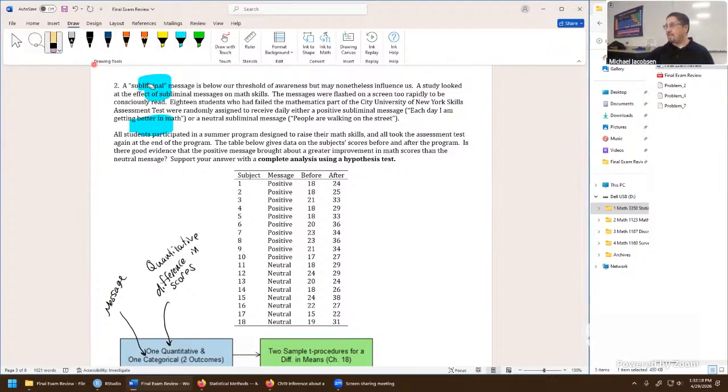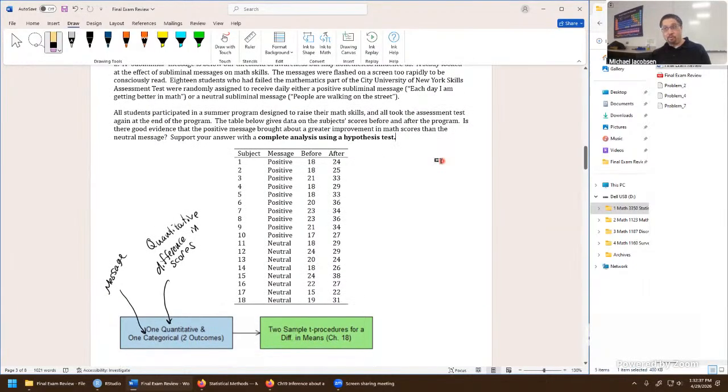I'm not sure what's going on with this highlighting anymore. Let's undo that. The neutral message was "people are walking on the street," and I don't think that would offend anyone. So they didn't have a negative message at least. So it wasn't the worst unethical thing we've ever seen. What we want to do is analyze these data.